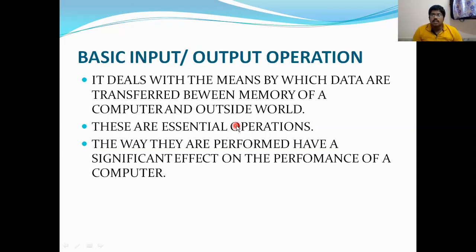So that's what is mentioned in this point. The way they are performed has a significance on the performance of a computer. What they perform is nothing but IO operations. How fast and how accurately a computer performs input and output operations decides the performance of that particular computer. Clear? Okay, next.